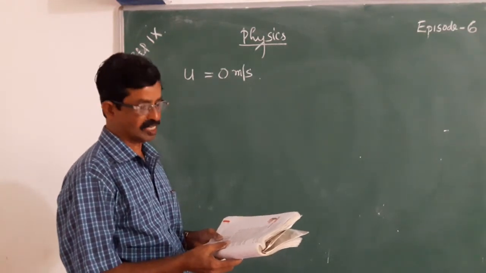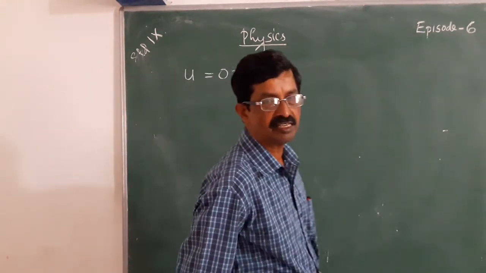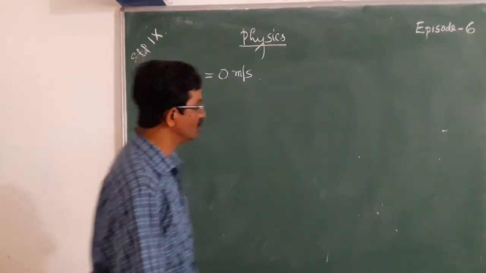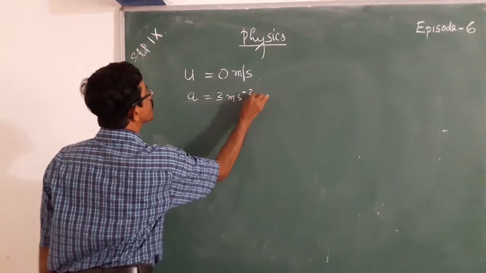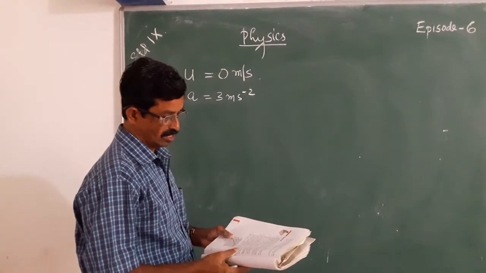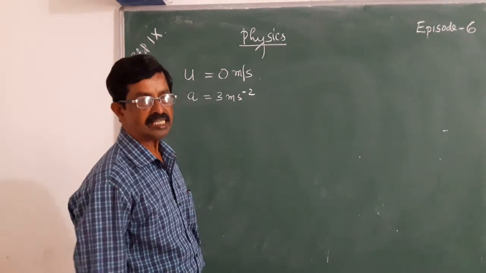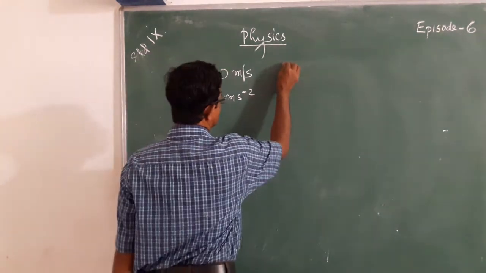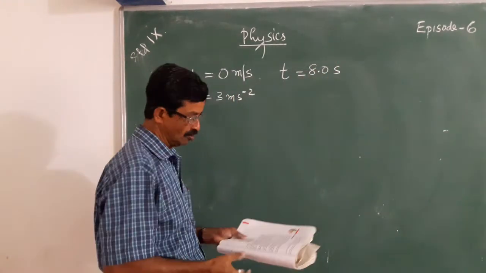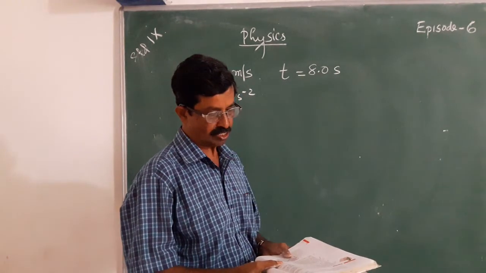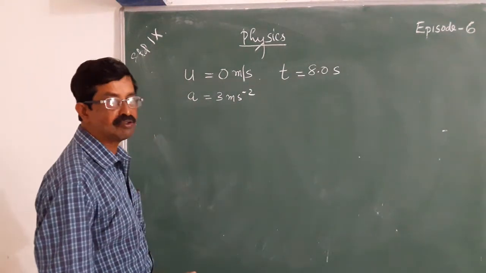Then it accelerates in a straight line at a constant rate. Which letter is used to represent acceleration? We know it as a. So a is equal to 3 meter per second square. Then how long did it take? 8 seconds. So time t is equal to 8 seconds. Now how far does the boat travel during this time? Within this time, how far the boat travels, we want to find out.